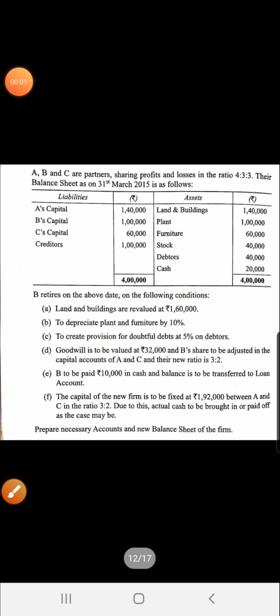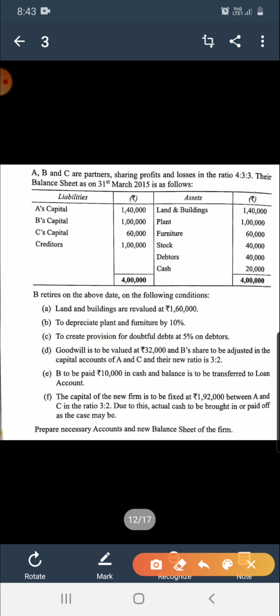Good morning, students. In today's lecture, we'll see one more sum on retirement of partners. Let's begin with the question. A, B, and C are partners sharing profits in the ratio 4:3:3. The balance sheet is given: capital of A, capital of B, capital of C, creditors, land and building, plant, furniture, stock, debtors, and cash.